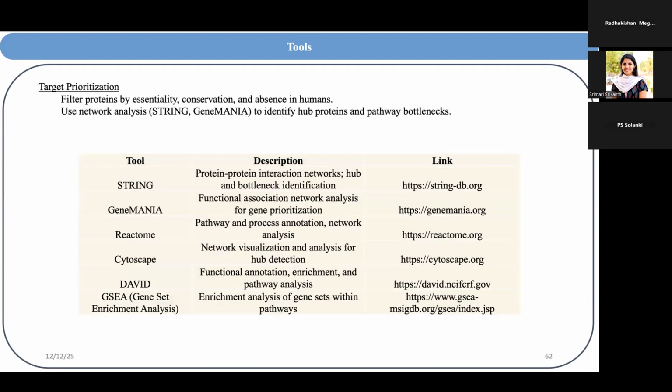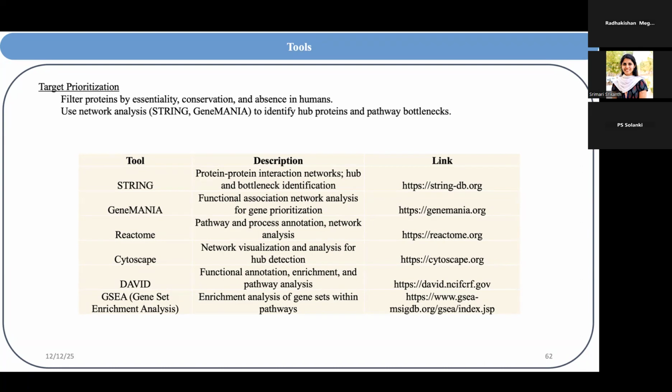The next one is the prioritization of the proteins or the targets. We have a list of proteins and we have identified the pathways. We have to prioritize which ones are the best targets. For filter criteria, we can use essential genes, conserved proteins, and the proteins which are absent in humans. For that, we use network analysis tools: STRING, GeneMANIA, Reactome, Cytoscape, DAVID, GSEA. We can build protein-protein interaction networks and identify the hub proteins.